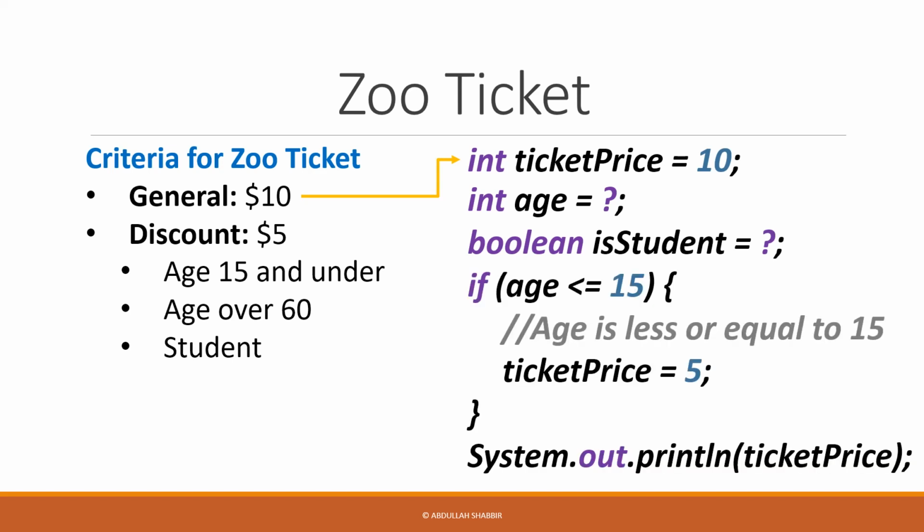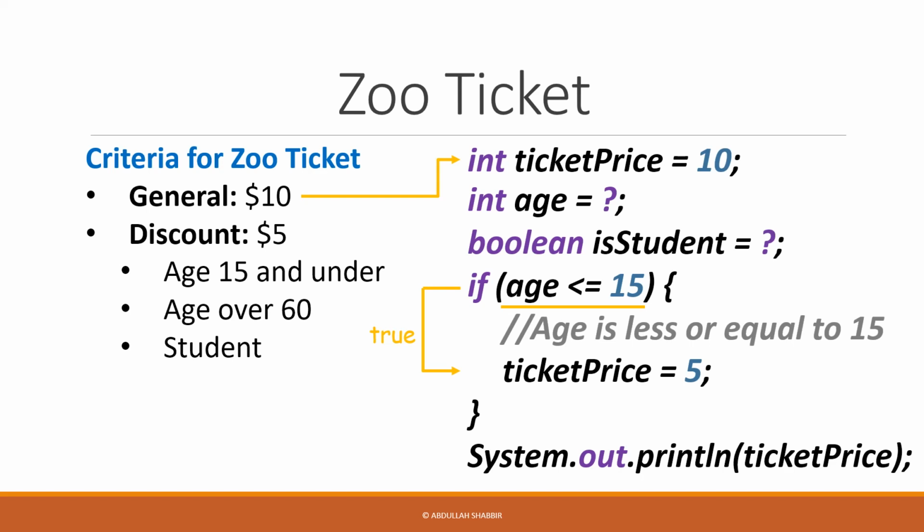So to write our first test for age 15 and under as a boolean comparison, we'd say if age is less than or equal to 15, then if this is true, inside our if we want to set the ticket price to our discount value of 5, and at the end of our code I want to print out the value of ticket price for us to see.